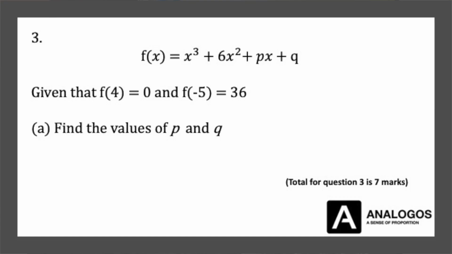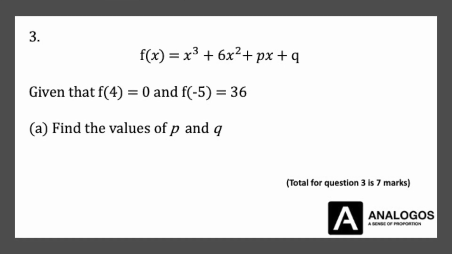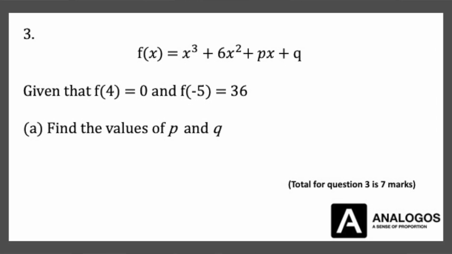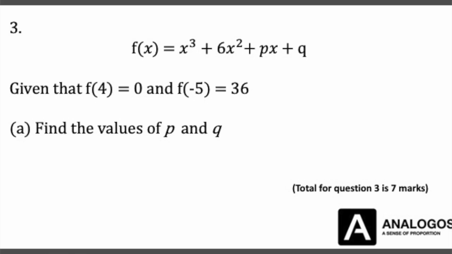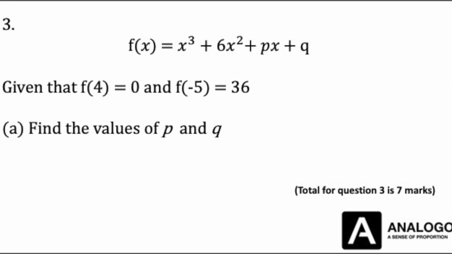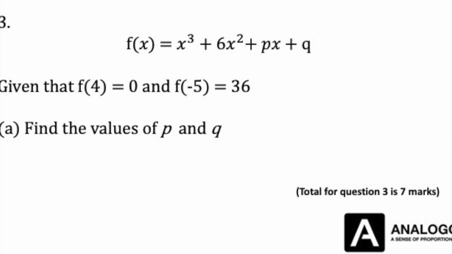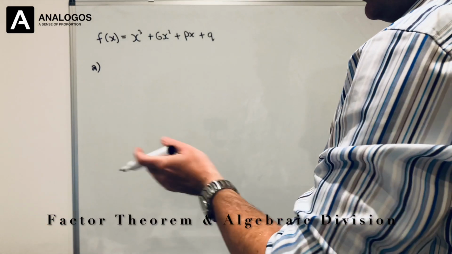Okay, f of x equals x cubed plus 6x squared plus px plus q. Given that f of 4 equals 0 and f of -5 equals 36, part A, find the values of p and q. So we know that f of 4 equals 0, so let's substitute that in. We know that.